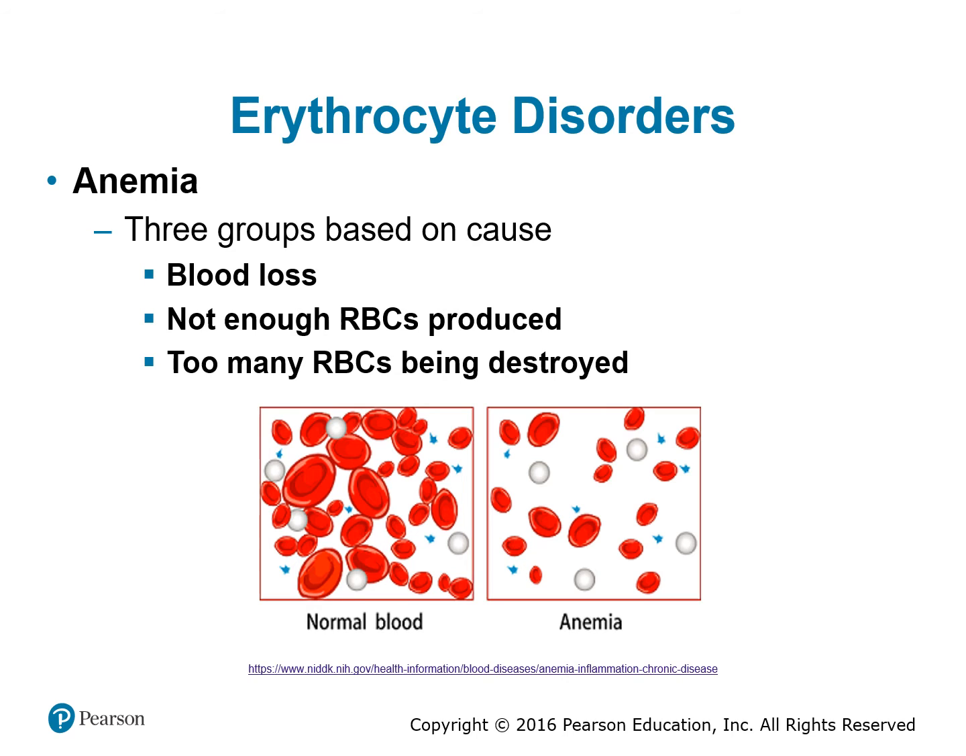And as we go to talk about the different subcategories of anemia, they can be grouped into three main categories based on their cause. We're going to discuss the anemias associated with blood loss. We're going to discuss the anemias associated with not enough red blood cells being produced. And we're also going to discuss the types of anemias that are associated with too many red blood cells being destroyed.